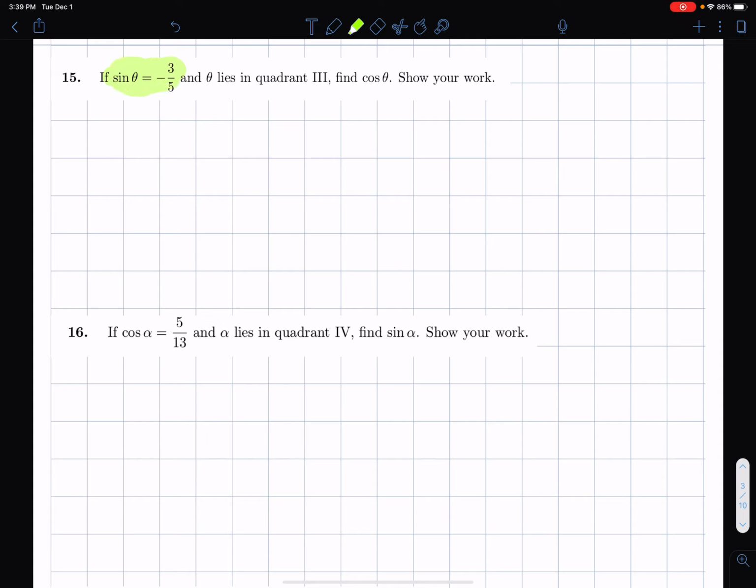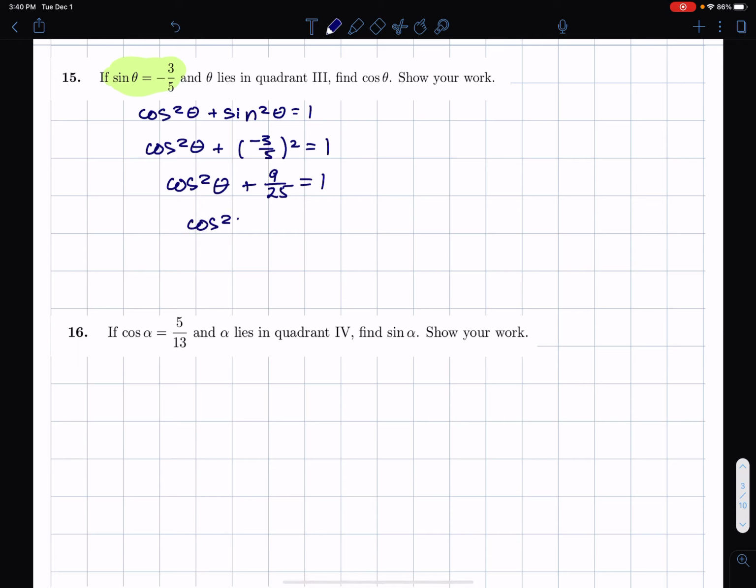Sine theta is negative 3/5, and what I'm going to use is cosine squared theta plus sine squared theta is equal to 1. I want to find cosine squared theta, so for sine I'm putting in negative 3/5. Therefore, cosine squared theta plus negative 3/5 squared, that makes 9 over 25, equals 1.